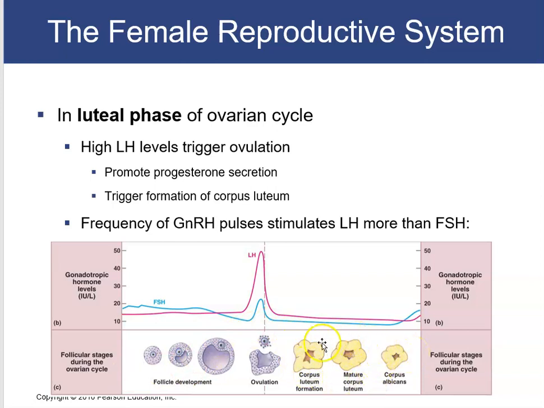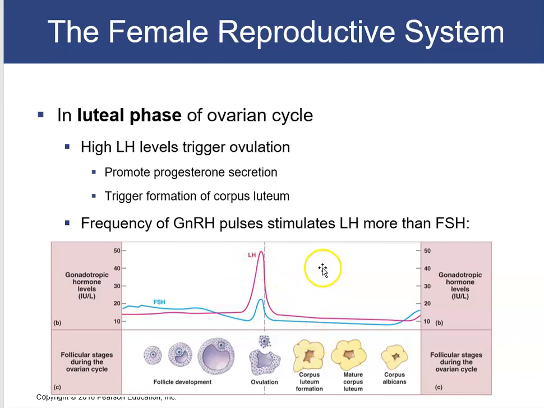The luteal phase is named that because the corpus luteum is in control. These high luteinizing hormone levels, as we said, trigger ovulation. This will then promote the production and secretion of progesterone and trigger the formation of the corpus luteum. Now, because progesterone levels are high, the frequency of gonadotropin releasing pulses is going to start to be low. It's the higher frequency of these pulses that is responsible for that surge in luteinizing hormone.